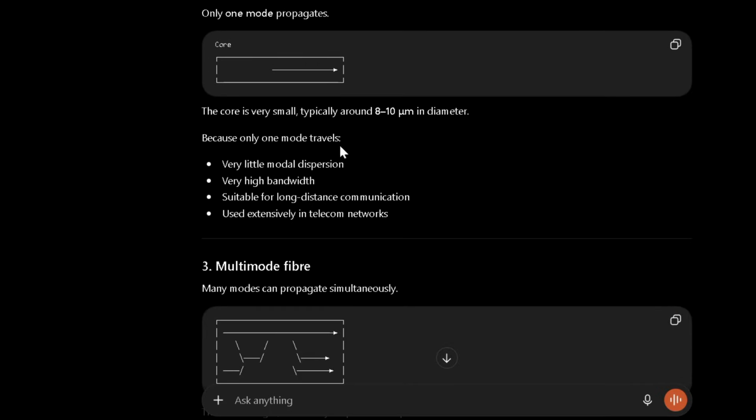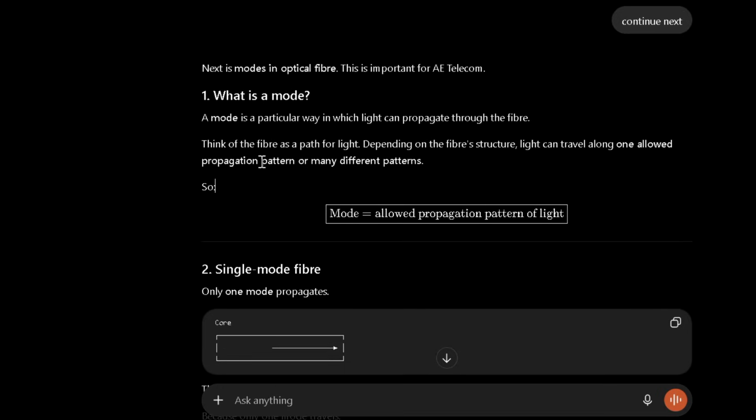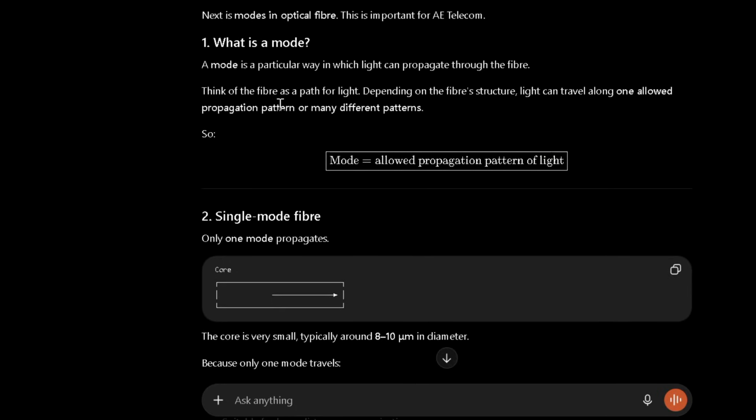Because only one mode travels, very little dispersion occurs. Here, multiple modes travel. What is the meaning of mode? A fiber path is a light path depending on the fiber structure. Light can travel along one allowed propagation pattern.